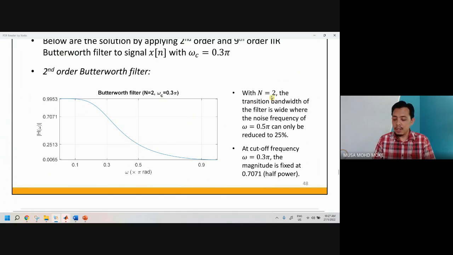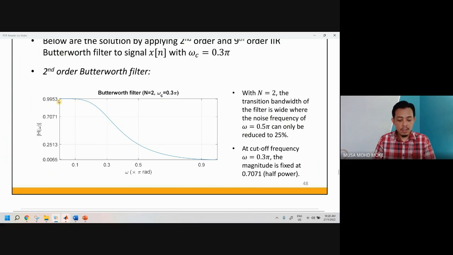Okay, so with n equals to 2, the transition bandwidth of the filter is actually quite wide, where the noise frequency of omega equals to 0.5 pi can only be reduced to 25% only. This one. So we can see that. So at 0.1 pi, this is quite good because at 0.1 pi, this is the one that we want to preserve.